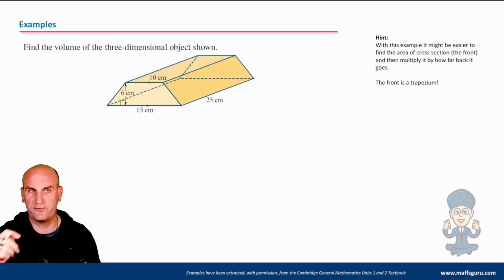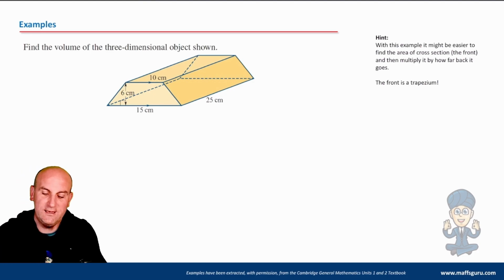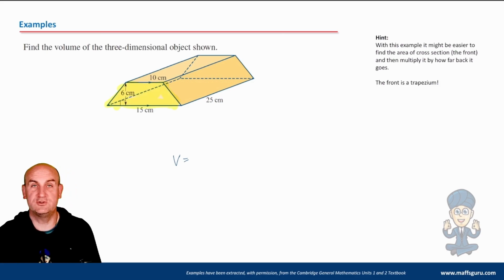Oh my goodness, find the volume of the three-dimensional object shown. We can do this now because we know that the volume is going to be the area of the cross-section. In that situation, that's that area there. Well, what shape is that? Yeah, I know. It's a trapezium. Why am I talking to you like you're responding? It's random. Right, so how do you find the area of a trapezium?